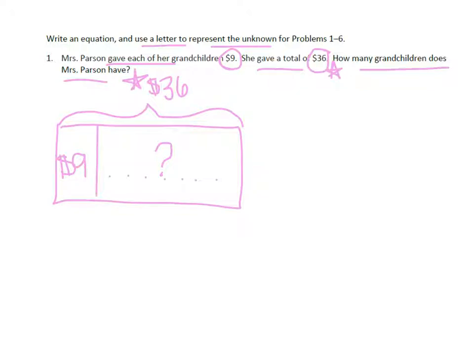But remember, they want us to represent the unknown as a letter. Since we are trying to figure out the number of grandchildren, let's use the letter G. Now, since I have the total, and she's repeatedly giving her grandchildren $9, how would I solve this problem? Pause the video while you work and replay when you are ready. So I am going to divide: 36 divided by 9 is going to give me G, the number of grandchildren.